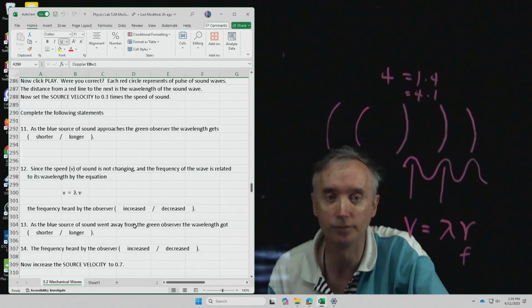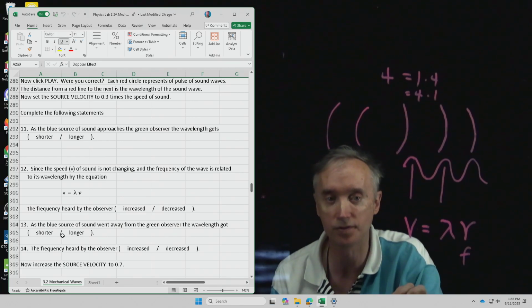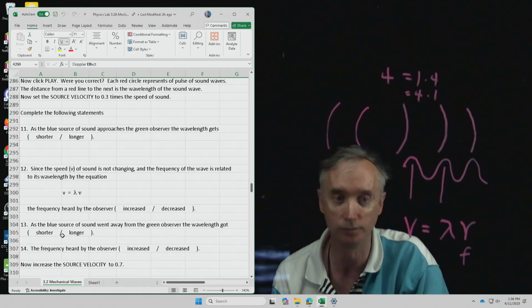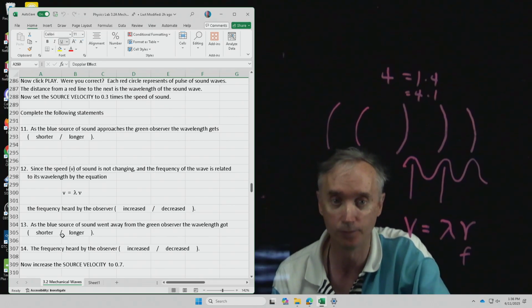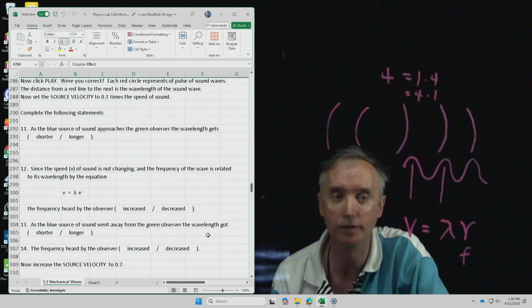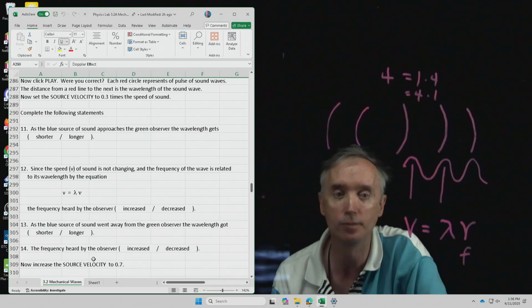Number 11, now you're going to adjust the speed of the source so it's going away from the green observer. As the blue source of sound moves away from the green observer, what does the wavelength do? Again, look at the red lines and see what they do. And then the frequency heard by the observer, does it increase or does it decrease?